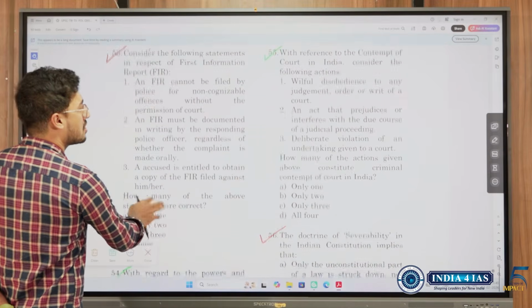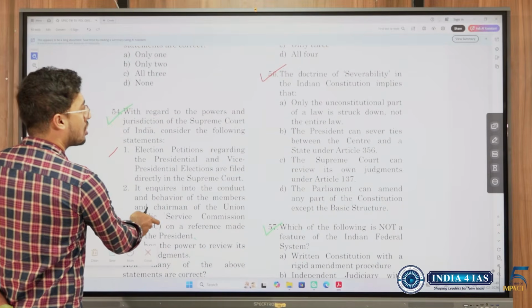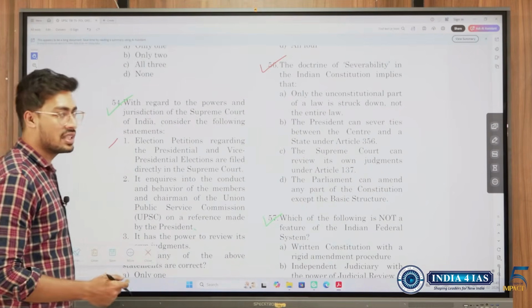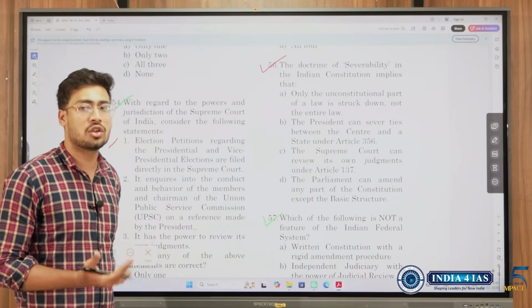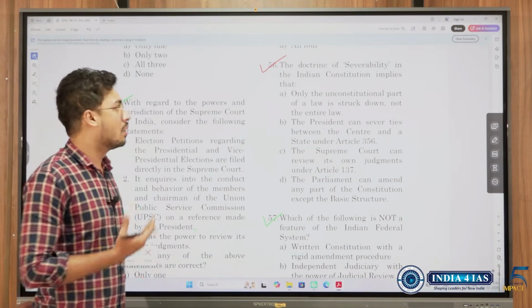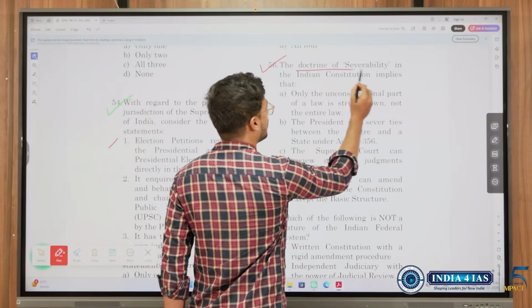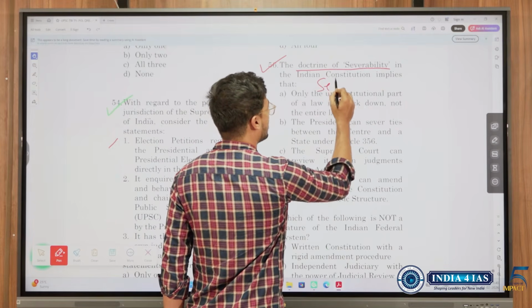Contempt of court, simple thing, I'll leave it to you. Doctrine of severability. There are so many doctrines and we cannot remember each of these. If we remember any 2-3 important doctrines, we can quote them in a mains answer. But this is one thing which I wanted you to make a note of. Doctrine of severability means doctrine of separation.